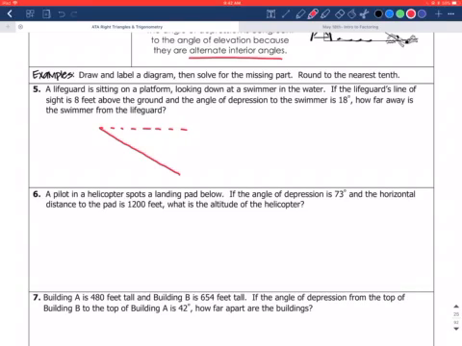Okay, so lifeguard sitting on a platform looking down at a swimmer in the water. There's our horizontal line. The lifeguard's line of sight is 8 feet above the ground. Okay, so we know this. And then the angle going down is 18 degrees. So again, here is your angle of depression, not the one here, okay? So then we will have, how far away is the swimmer from the lifeguard? So we're looking for this distance right here.